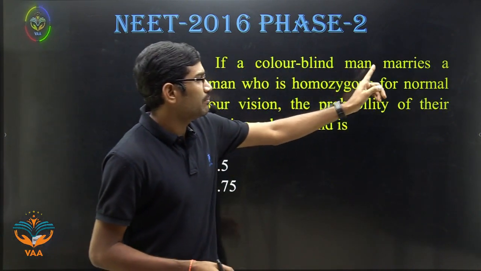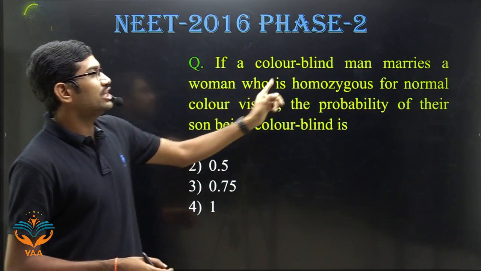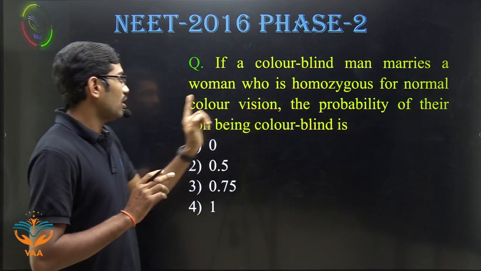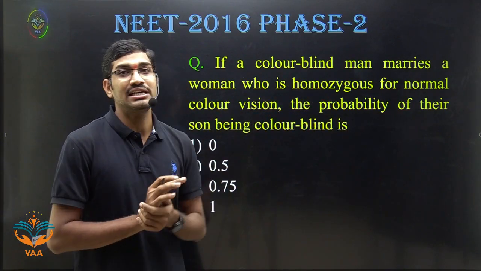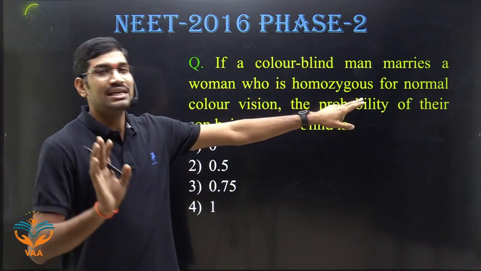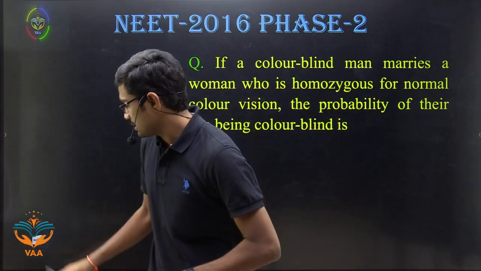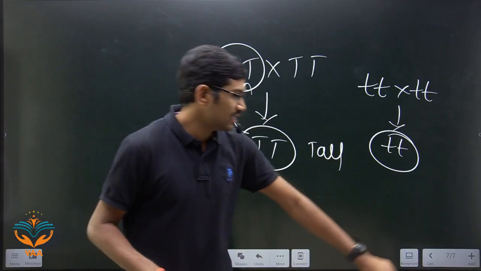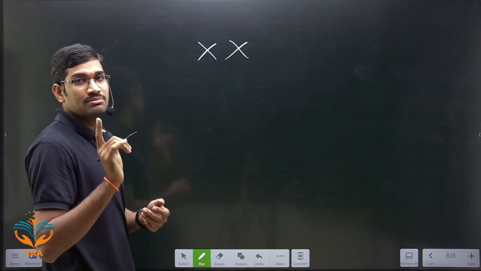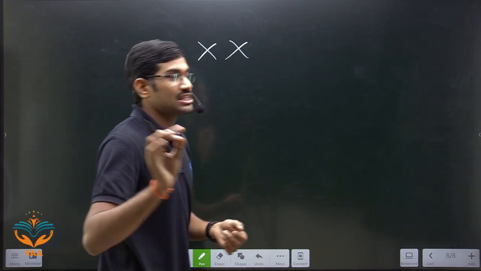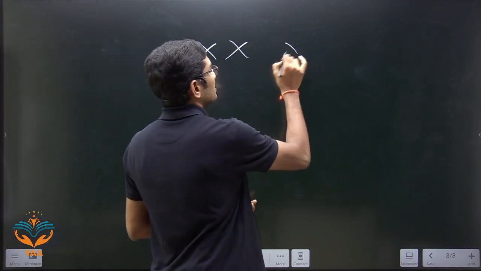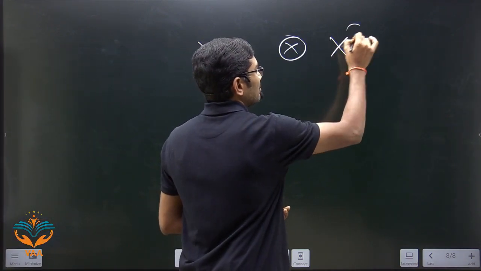If a colorblind man marries a woman who is homozygous for normal color vision, the probability of their son being colorblind is, please remember here, the man is colorblind but the woman is normal. So now we will see regarding this one. We have to do a genetic cross here so that we will understand clearly. The woman is normal. Please remember, the gene for color blindness is present on the X chromosome. So that's why we are directly talking about X chromosomes. She is married to a man having color blindness.